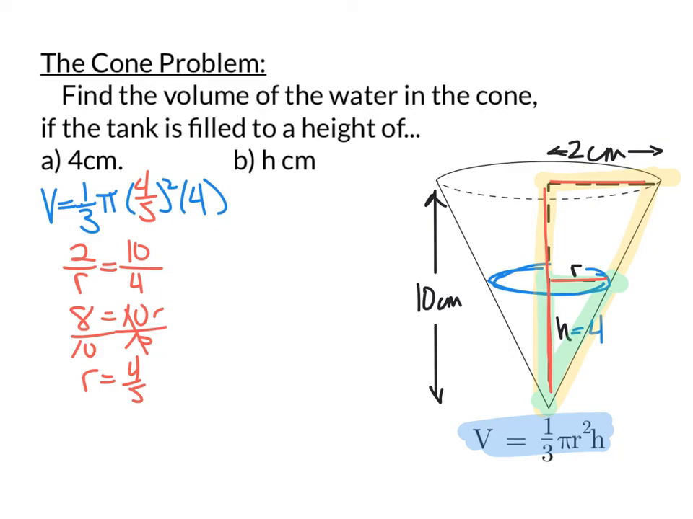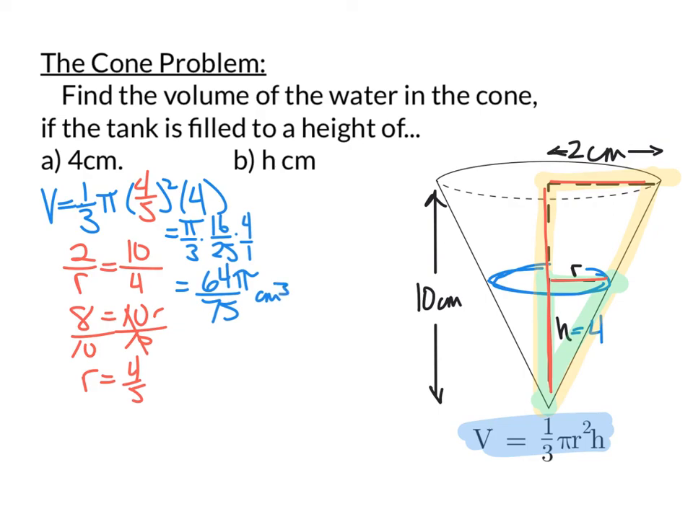Now it's all about just calculating. So to calculate, we've got 1/3 of pi is pi thirds. 4/5 squared is 16/25. And then we still have this 4, so 4/1. And we multiply it all out. 16 times 4 is 64. 3 times 25 is 75. So I got 64 pi over 75. That's the volume, which is centimeters cubed.